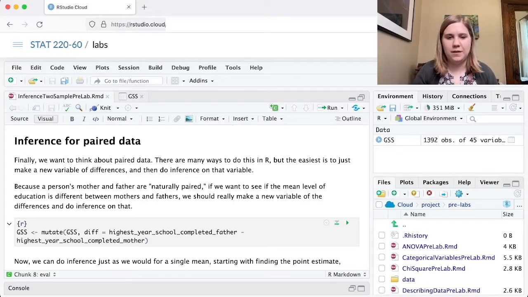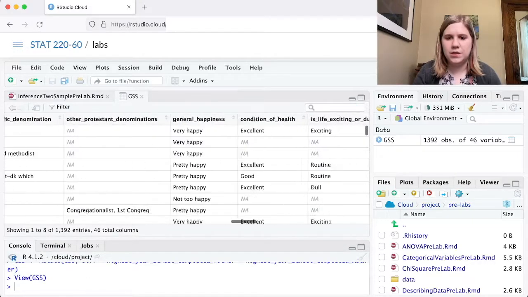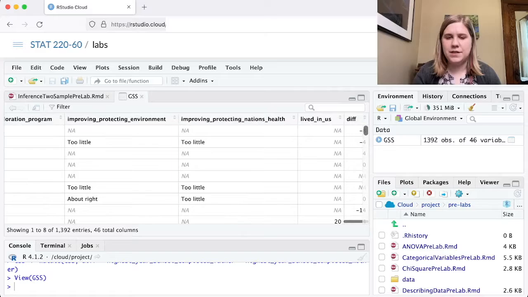Of course, people might have two fathers, two mothers. They might be raised by a single parent. But a lot of these people have data for both of those variables. And so I could make a new variable called diff, and we could do inference on that. So if I hit play on this code chunk and then click on my data set and scroll all the way over to the side, now I've got this diff variable.